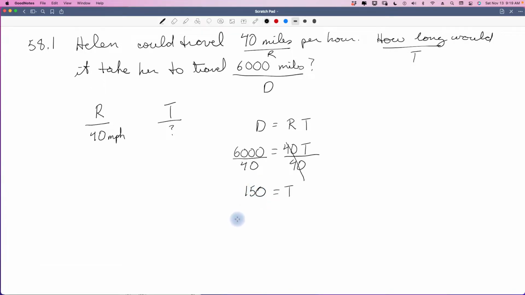So it took her 150 hours. That's her time. We know it's hours. 150 hours at 40 miles per hour to go 6,000 miles. So if she drove for like 12 hours a day, that's ridiculous. That's like 12 days of driving. That's crazy.